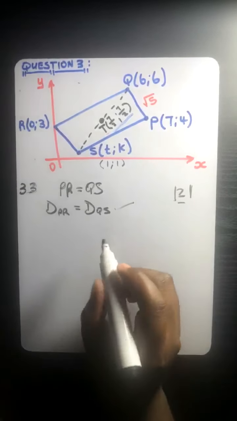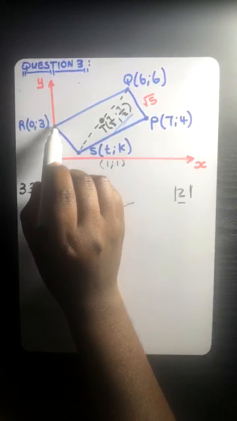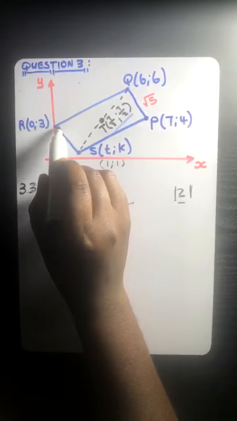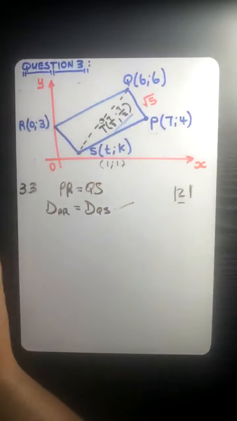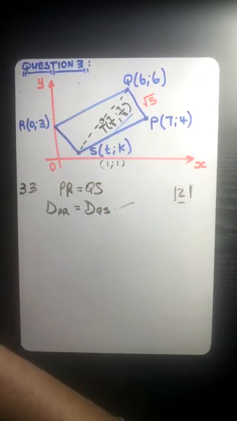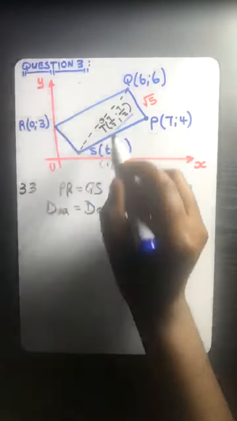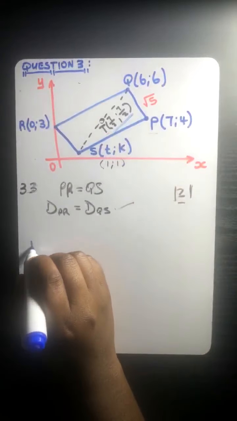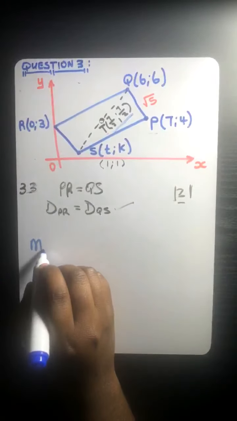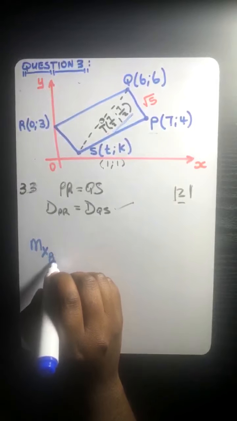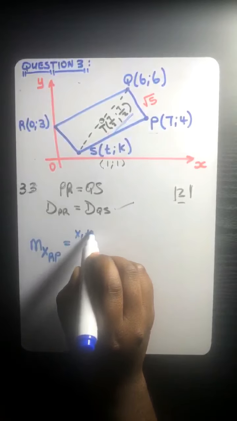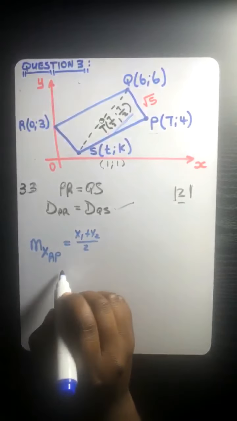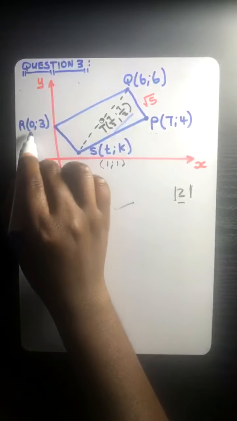So this is what I was saying: let's try to determine the midpoint of this imaginary line which is joining P and R. And I'm telling you now that it is going to be 7 over 2. Let's see. The midpoint of the X value of RP is going to be X1 plus X2 over 2. What is X1? X1 is 0.